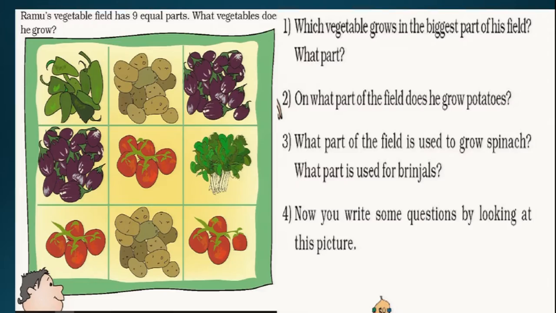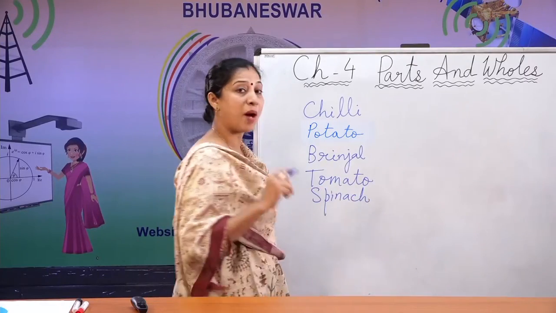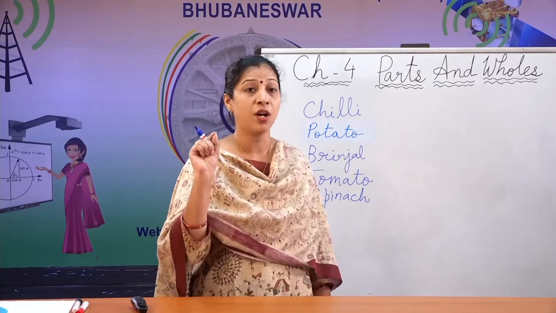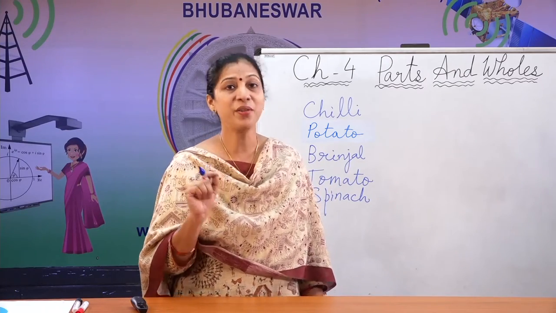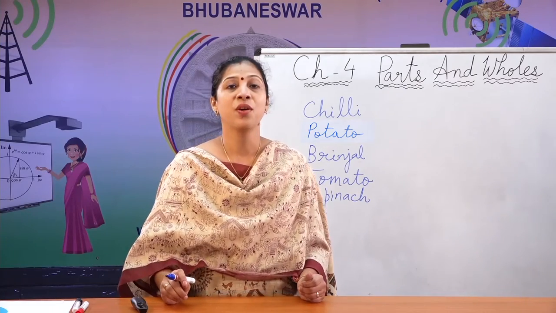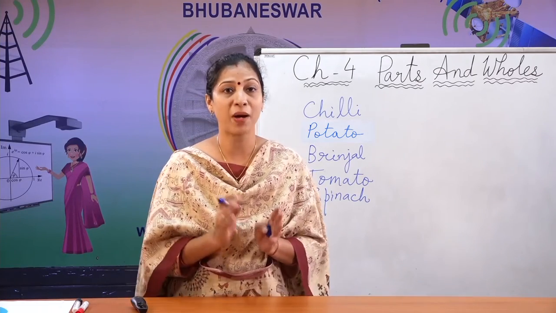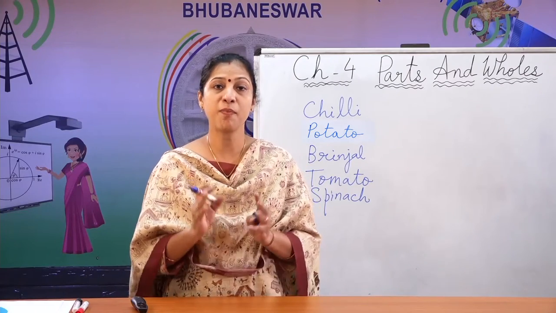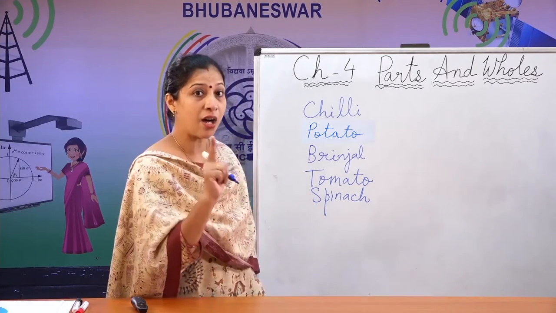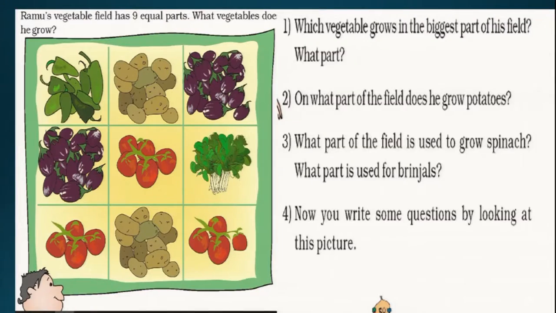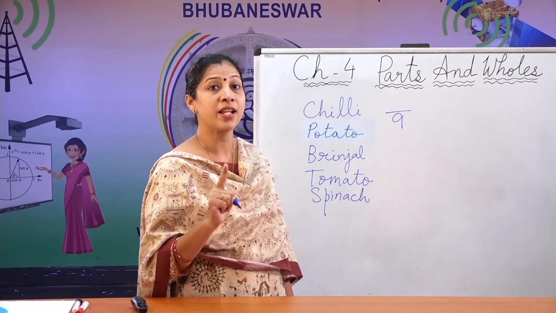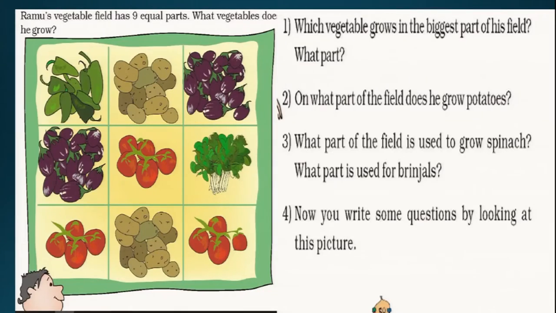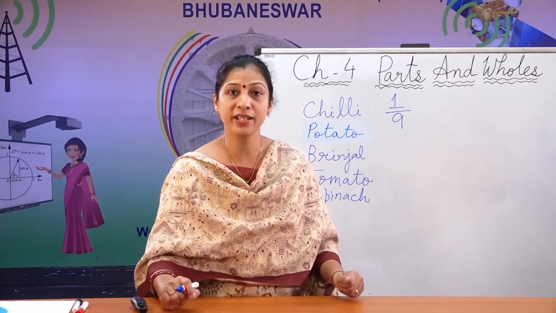So can you find out what part of that field chili is grown on? Yes, I had told you in the last episode also, the part divided by whole is the part taken out of the whole. So now the whole field is divided into 9 parts, and chili is grown out of that in one part. Yes, so you can find out yourself by counting the parts.